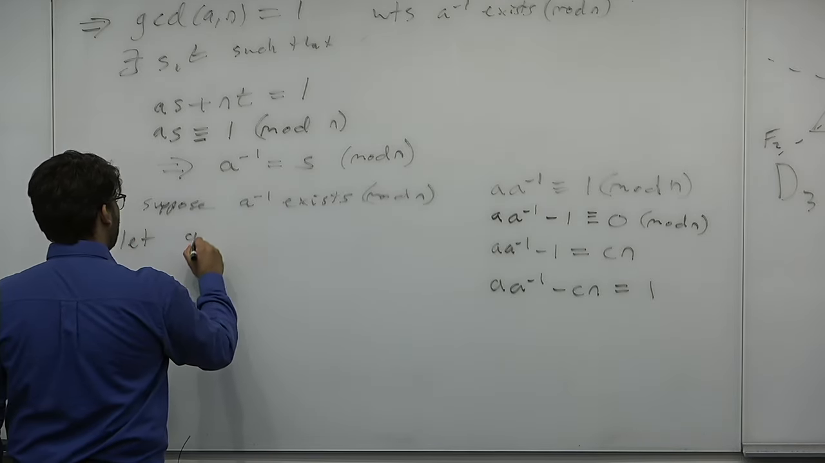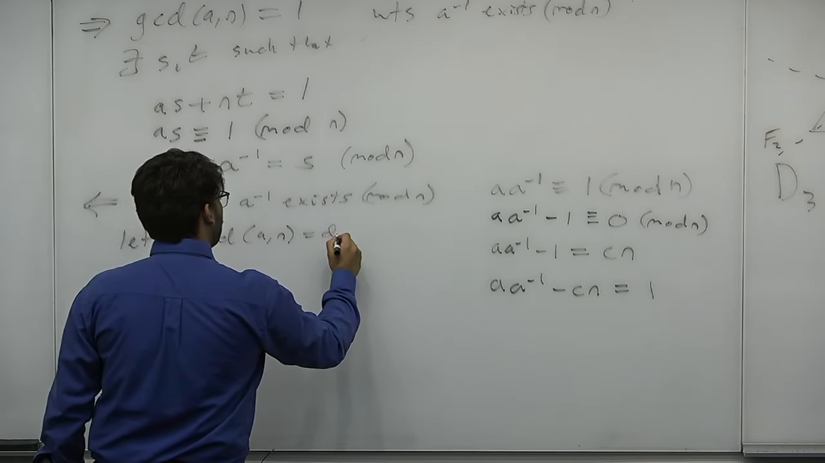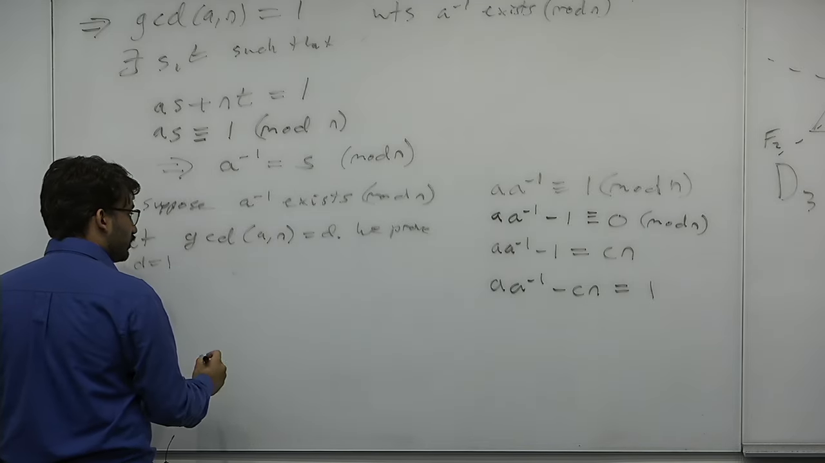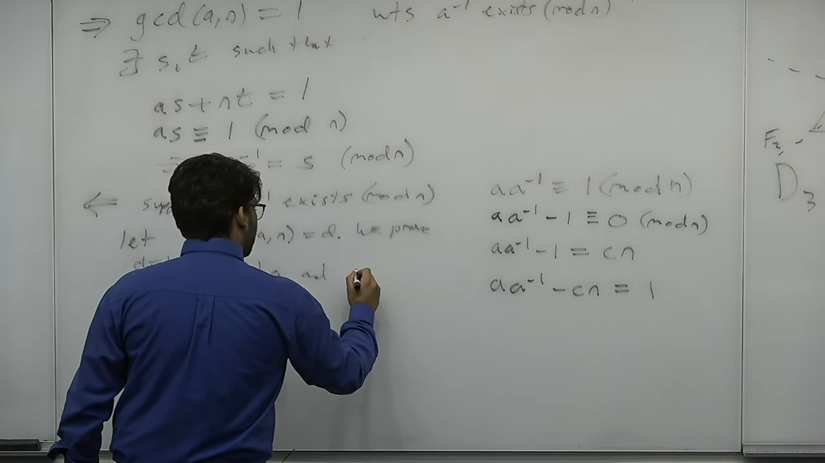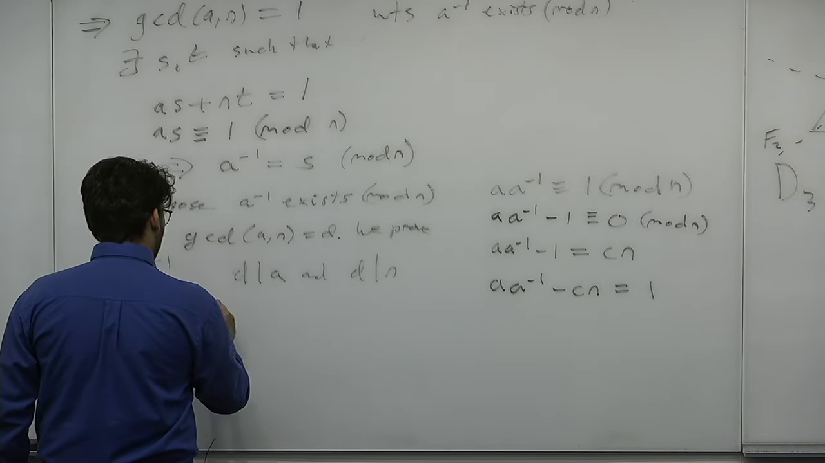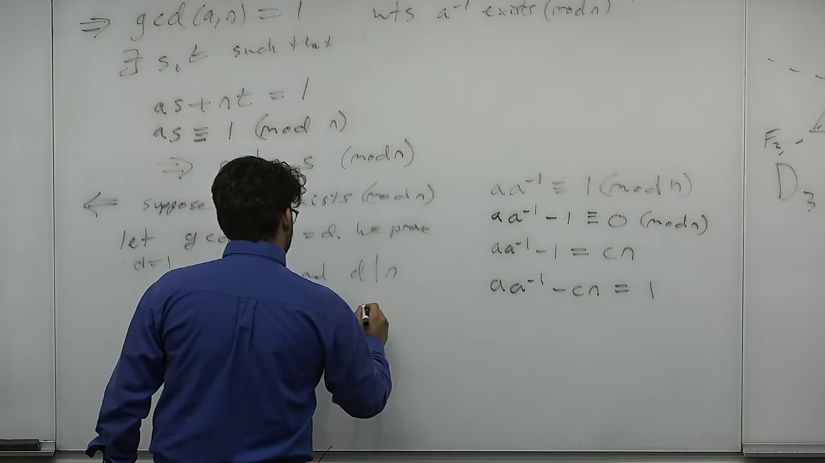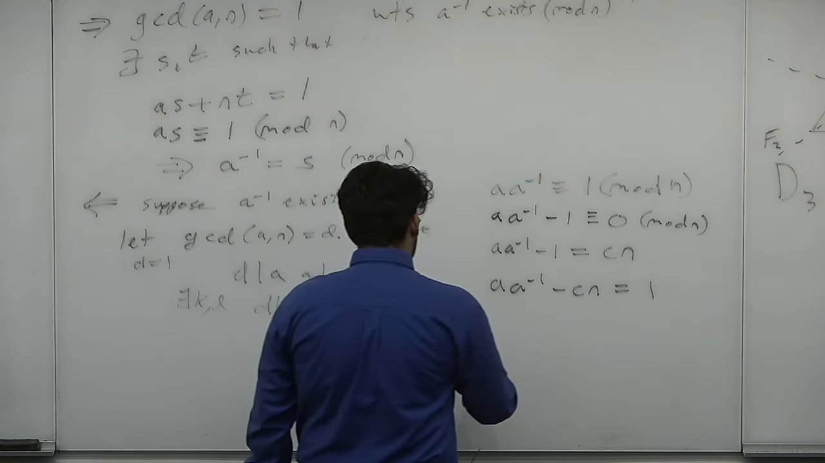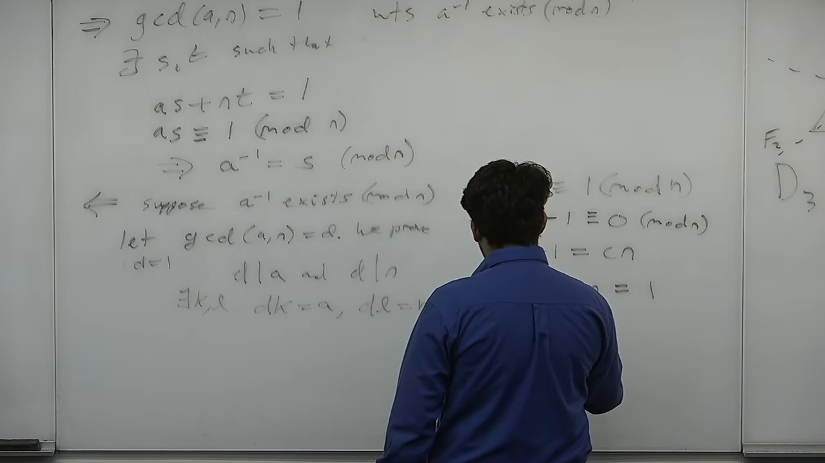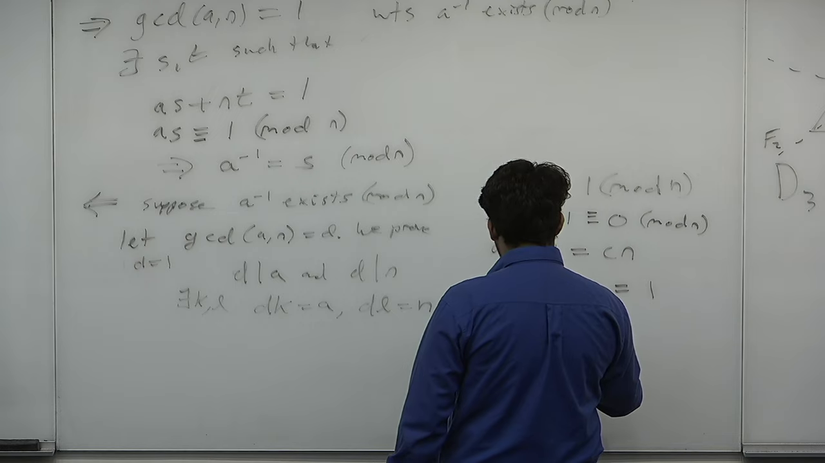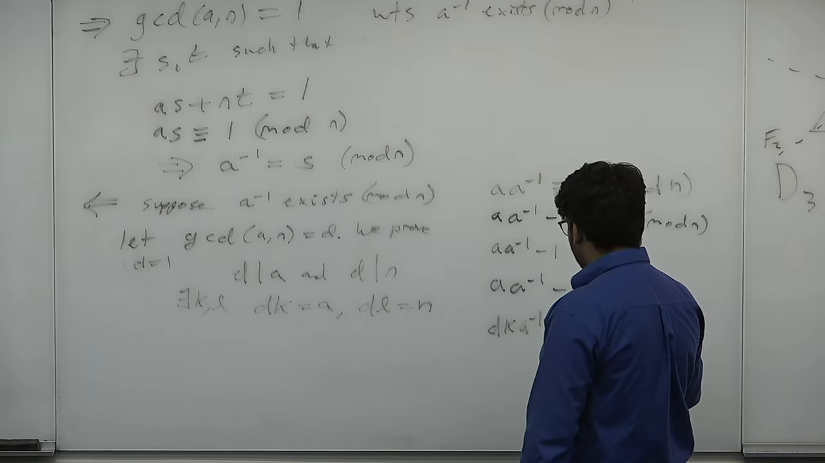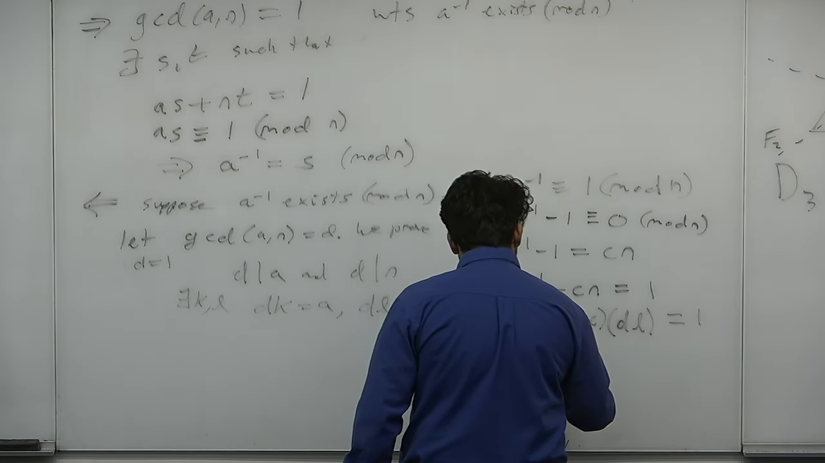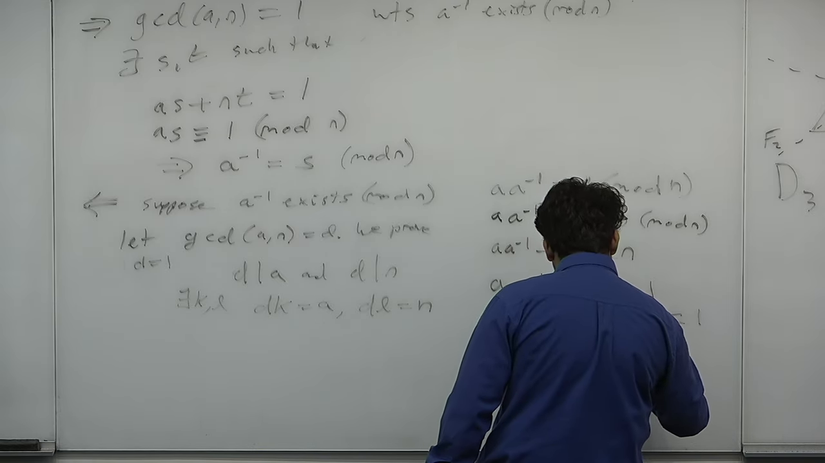Let the GCD of A and N be equal to D. We prove that D is equal to 1. If the GCD of A and N is D, then D divides A and D divides N. So there exist K and L such that DK is equal to A, and DL is equal to N. We replace these into the equation. We get DK A inverse minus C DL, which is equal to 1. And we pull a D out of there. So we get D times (K A inverse minus CL) is equal to 1.